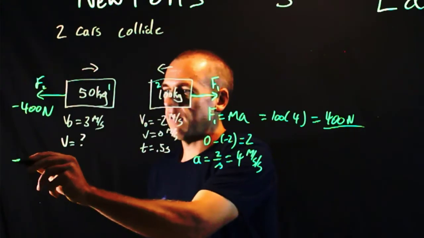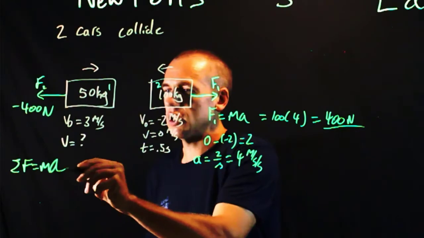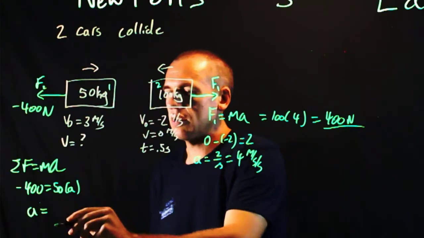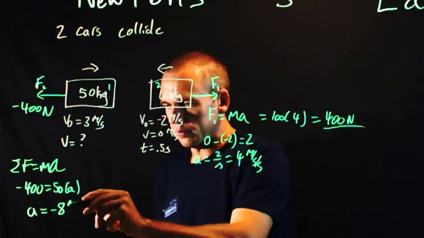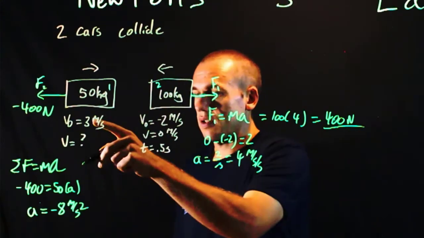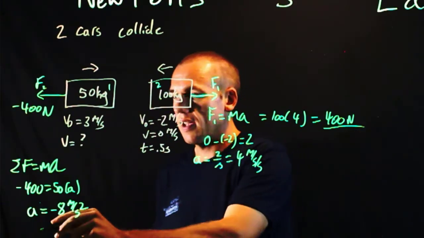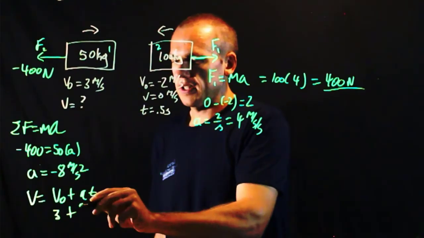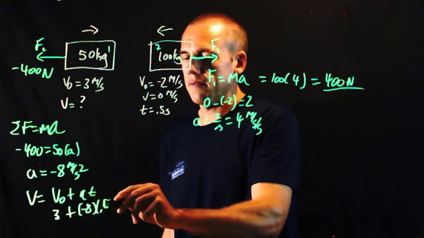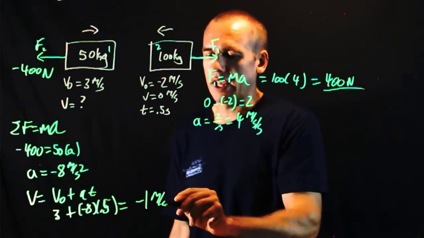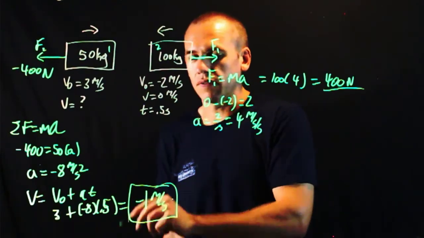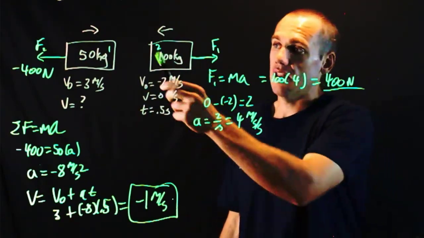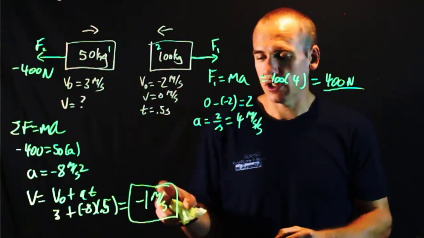And so now net force equals mass times acceleration, and so negative 400 equals 50 times the acceleration, and the acceleration equals -8 meters per second squared. And so if that acts for 0.5 seconds, V equals V naught plus AT, so 3 plus -8 times 0.5 equals -1 meter per second, or just 1 meter per second. That's our final velocity. So we know after these two things collide, the bigger cart stopped, and the smaller cart is actually moving the other direction now at 1 meter per second.